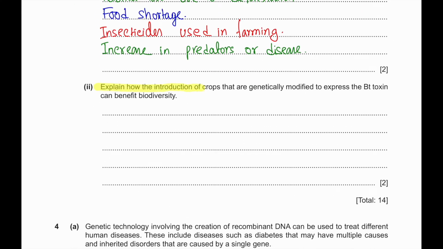Explain how the introduction of crops that are genetically modified to express the Bt toxin can benefit biodiversity. Bt toxins can only kill specific insects that feed on the crop, and this reduces the use of insecticide significantly. Other good insects can then survive and help to pollinate the plants and also increase biodiversity.